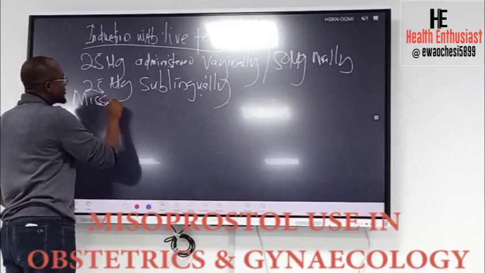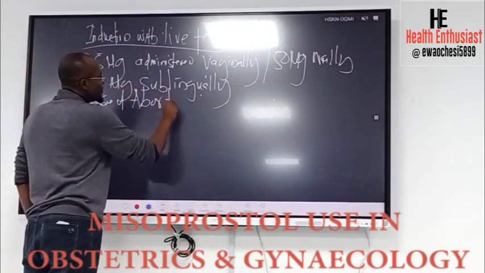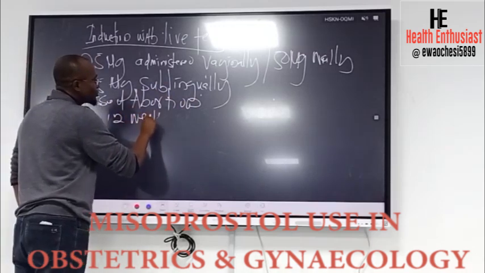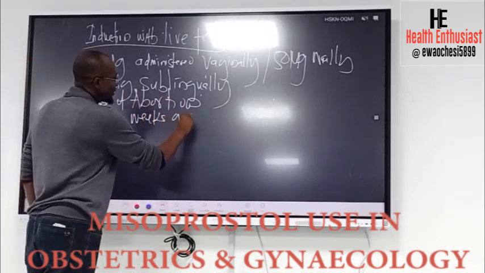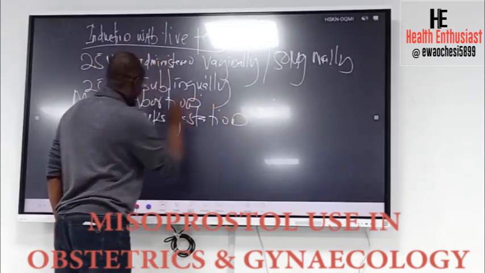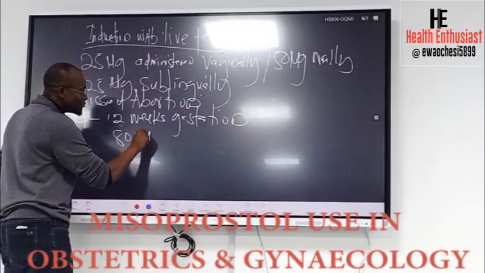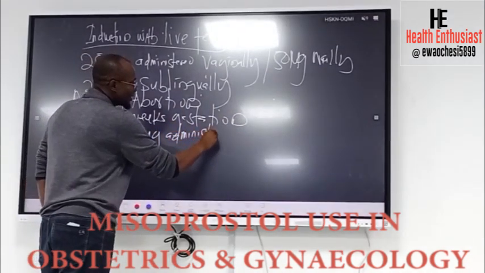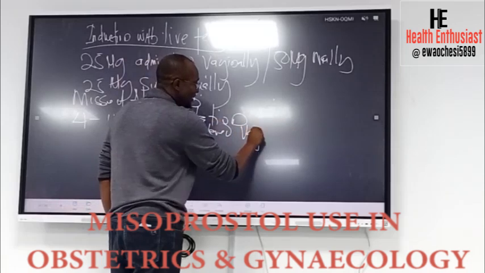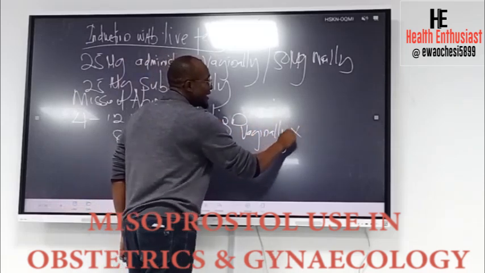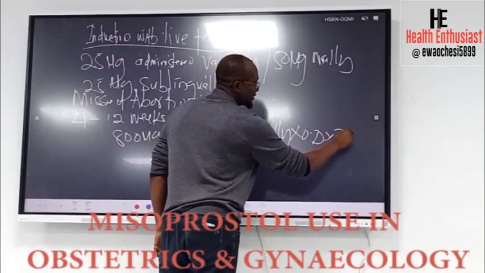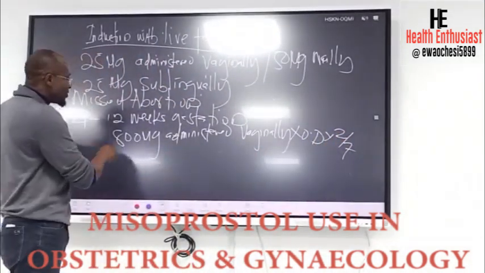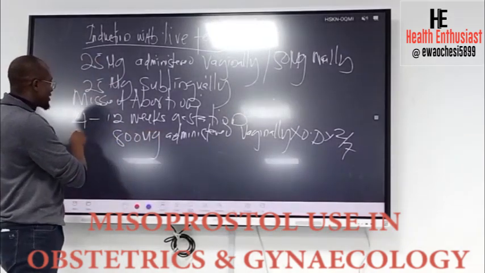So we talked about missed abortion, right? In missed abortion, let's say 4 to 12 weeks gestation, I can give 800 microgram. I administer 800 microgram vaginally, daily, OD, for 2 days. I do this for 2 days. That conceptus is expected to go out.